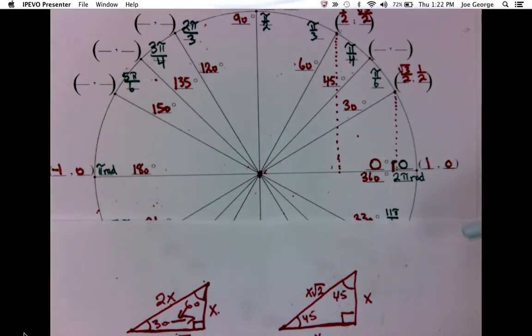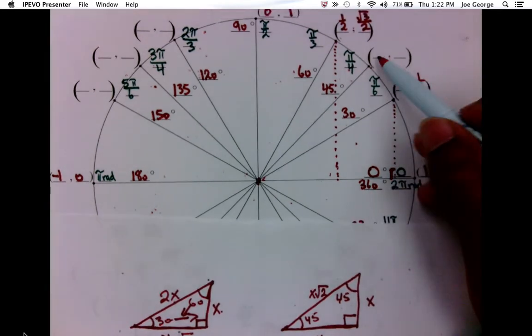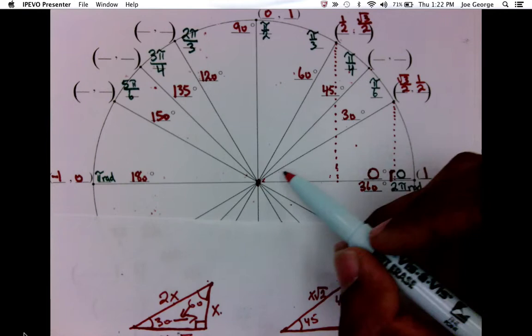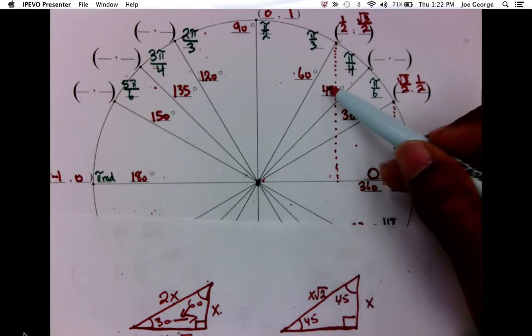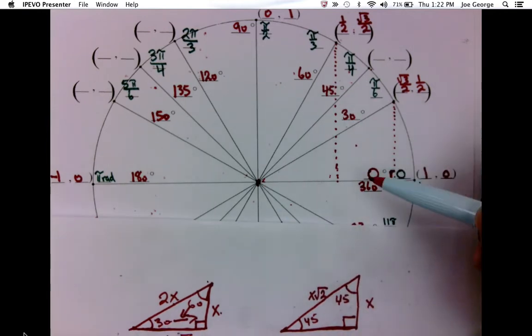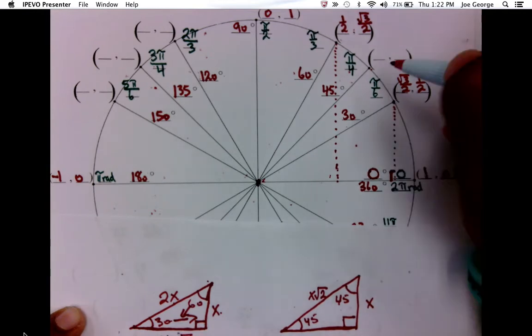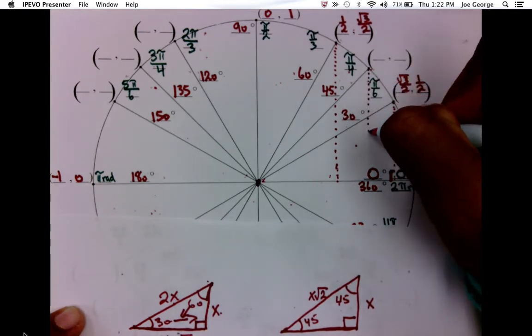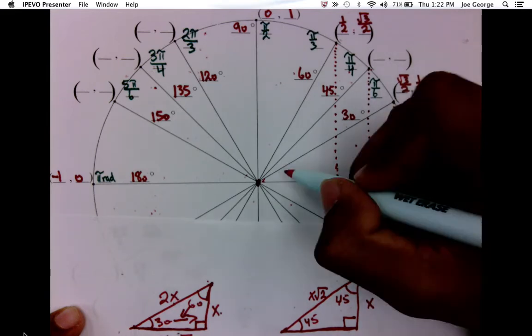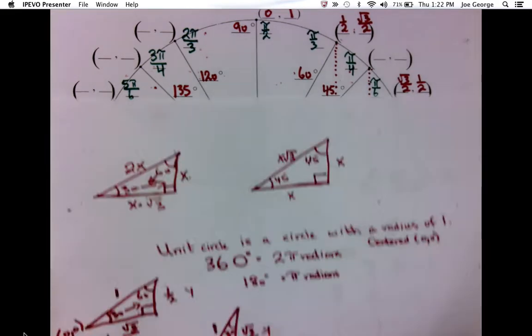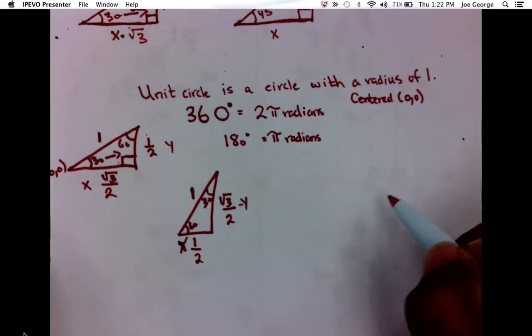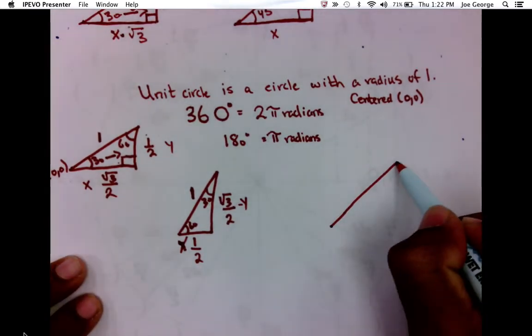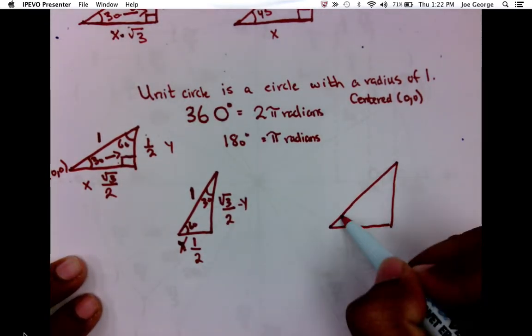The last one that I have to figure out is this pi over 4. What is that coordinate? If you notice, this is a 45-degree angle, so let's use our 45, 45, 90 properties. Again, we're going to cut out a little piece of the circle, and it's going to help us figure out what our coordinates are. Here's my 45, 45, 90.